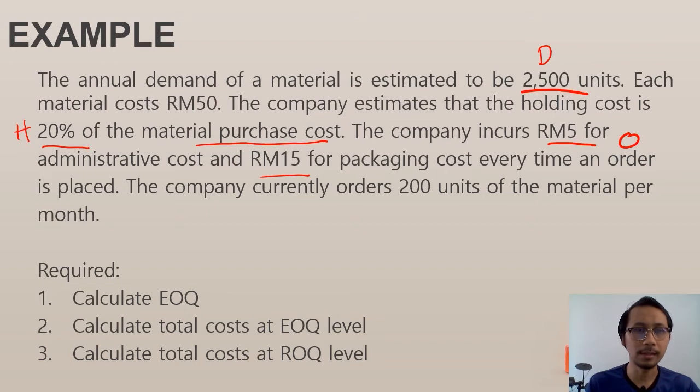Then you can find that in the final line, it's stated that the company currently orders 200 units of the material per month. So these 200 units is considered as reorder quantity or ROQ. So the question requires us to calculate the EOQ, calculate the total cost at EOQ level, and calculate the total cost at ROQ level.